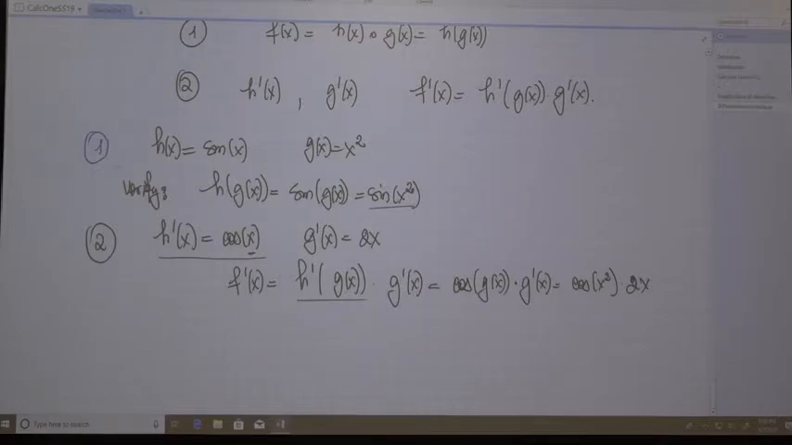Okay? Let's do a couple of examples. For every example, you have to do two steps. x cubed minus 1 in the power of 100.